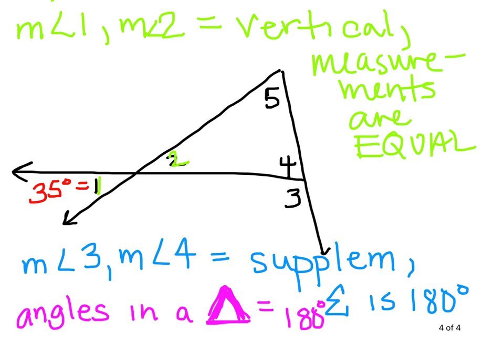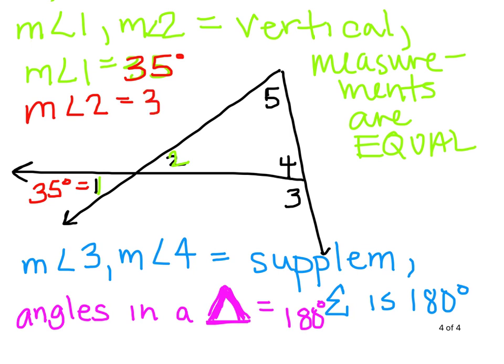All right, so let's go back and revisit number 1 from part 1 from number 8. So we know that angles 1 and 2 are vertical angles. If angle 1 is 35 degrees, then what must be angle 2? Angle 1 is 35 degrees. Therefore, angle 2 is 35 degrees. Very good.